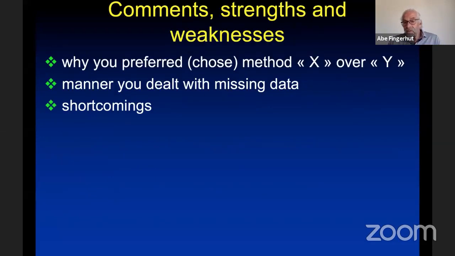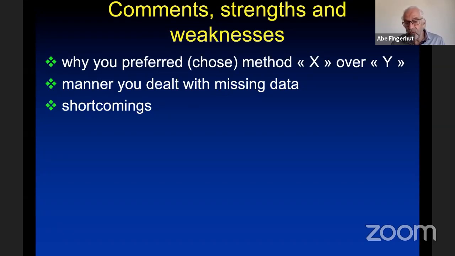You want to comment on the strengths and the weaknesses of your paper, why you preferred this method and not another method. There may be other methods to do something. Why did you do that? That's in the discussion. How you dealt with missing data. How you dealt with patients that were lost to follow-up.